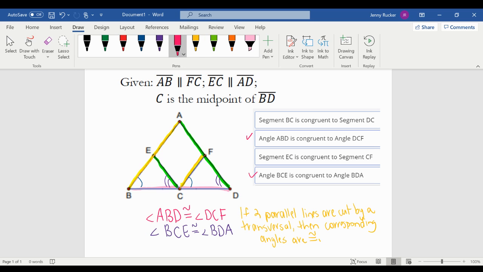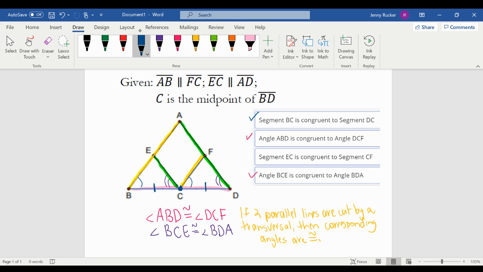All right, so now let's take a look at this. C is the midpoint of segment BD. Okay, if C is the midpoint of segment BD, C is equidistant from endpoint B and endpoint D. Therefore, we can conclude that segment BC is congruent to segment CD.